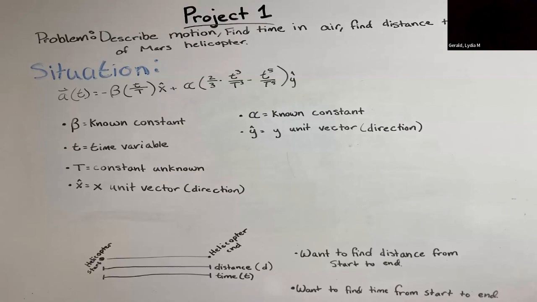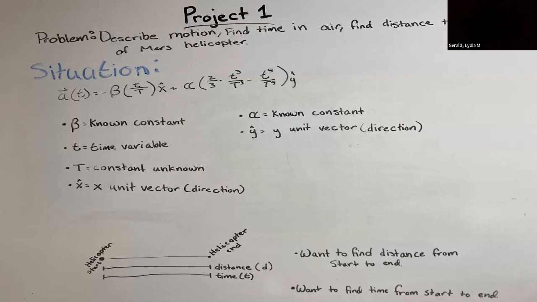The other two variables from the acceleration equation are x hat and y hat. These are unit vectors that show the direction of that part of the equation. X hat is for the x-axis and y hat is for the y-axis. To find the position equation, you need to integrate the acceleration equation. This means you need to integrate acceleration to find velocity and then integrate velocity to find the position equation. These equations are all split into x and y components. With the x component of the position function, you can find distance. You can then plug that into your y component of position to find time.